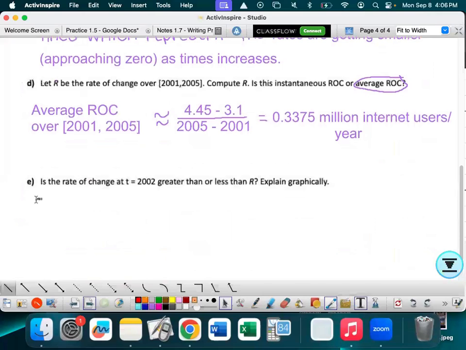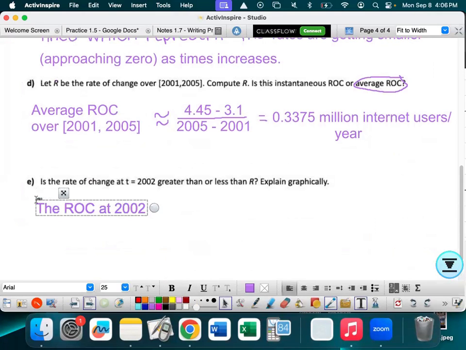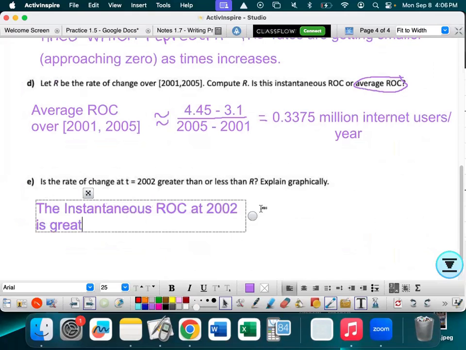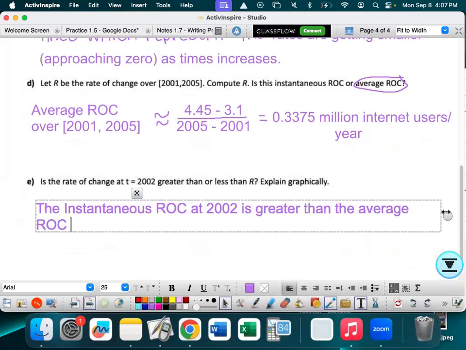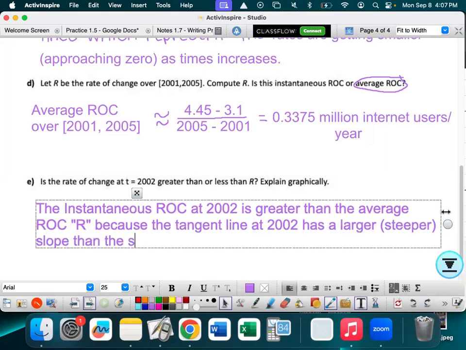So I would say the rate of change at 2002, and you can say instantaneous, is greater than the average rate of change R, because, and we want to explain this graphically, the tangent line at 2002 has a larger or steeper slope than the slope of the secant line from 2001 to 2005.